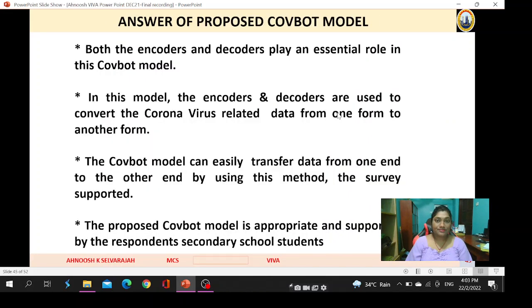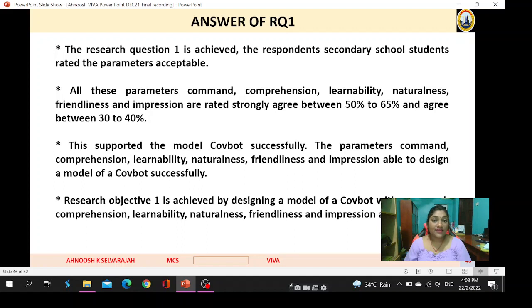So discussion, answers for the proposed Curvebot model. Both encoder and decoder play an essential role in the Curvebot model. In this model, encoder and decoder are used to convert the coronavirus related data from one form to another form. For the answer to research question 1, all the parameters are strongly agree between 50 to 65%, and agree between 30 to 40%. So research objective 1 is achieved by designing a model of a Curvebot with the parameters.